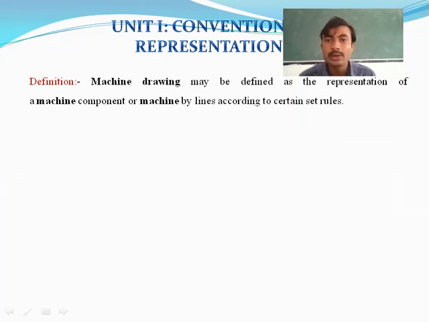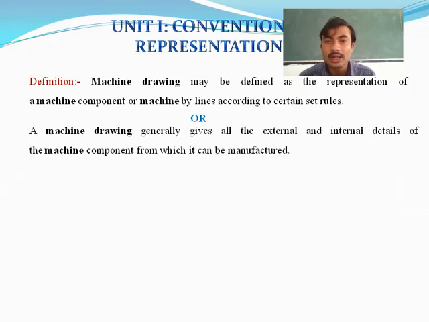For example, whenever you want to drive a vehicle or a bike, you have to follow the traffic rules and regulations. In the same manner, here also you have to maintain certain set of rules. This is one definition. The another definition says the machine drawing generally gives all the information. Whenever you see the object, externally you are able to see only the parts. That's why a machine drawing generally gives us all the external and internal details of the machine components which can be manufactured.